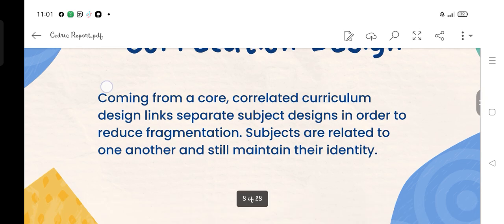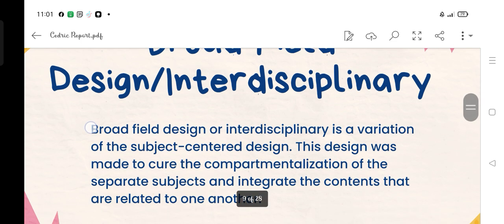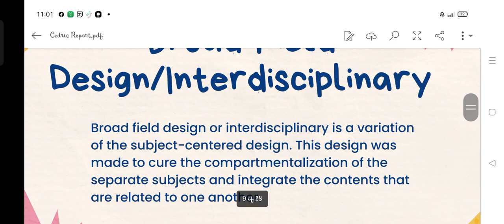Okay, the next one is the broad field design, or interdisciplinary. Broad field design or interdisciplinary is a variation of the subject-centered design. This design was made to cure the compartmentalization of the separate subjects and integrate the contents that are related to one another.